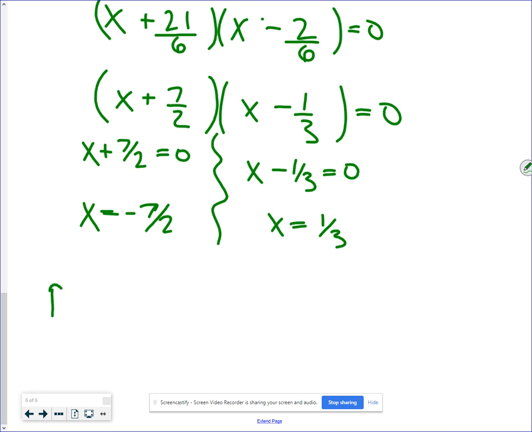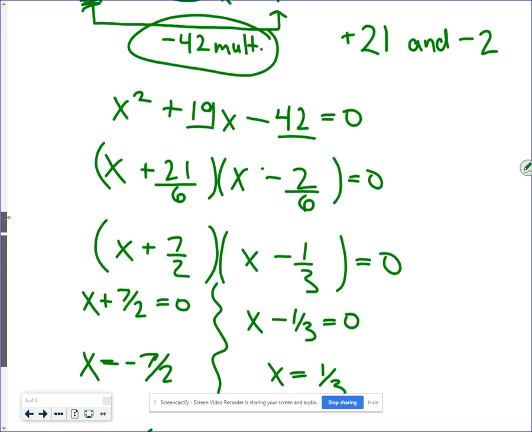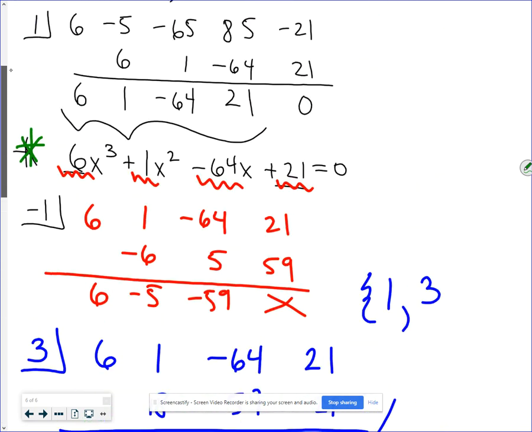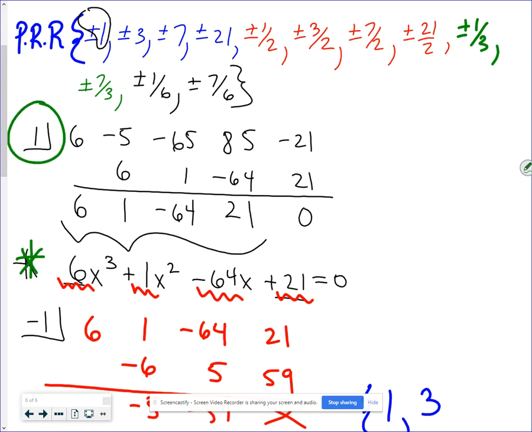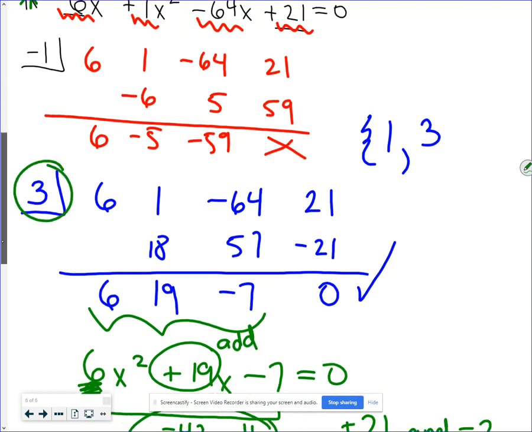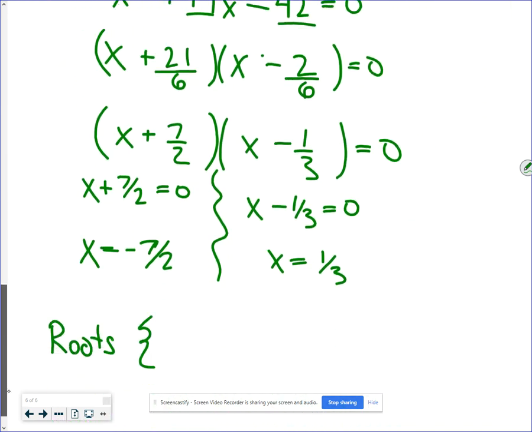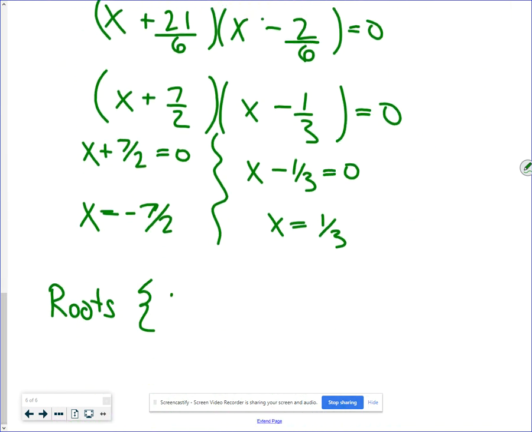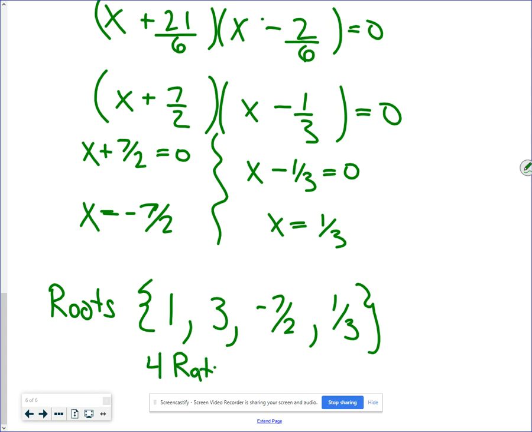So what are the roots? What was the very first one we found? Wasn't it 1? Right here, 1. That ended up with a remainder of 0. What was the second one? 3. And then we find the last 2. So the roots to this polynomial equation are 1, 3, negative 7 halves, and 1/3. And all 4 roots are what? Rational. This has 4 rational roots.